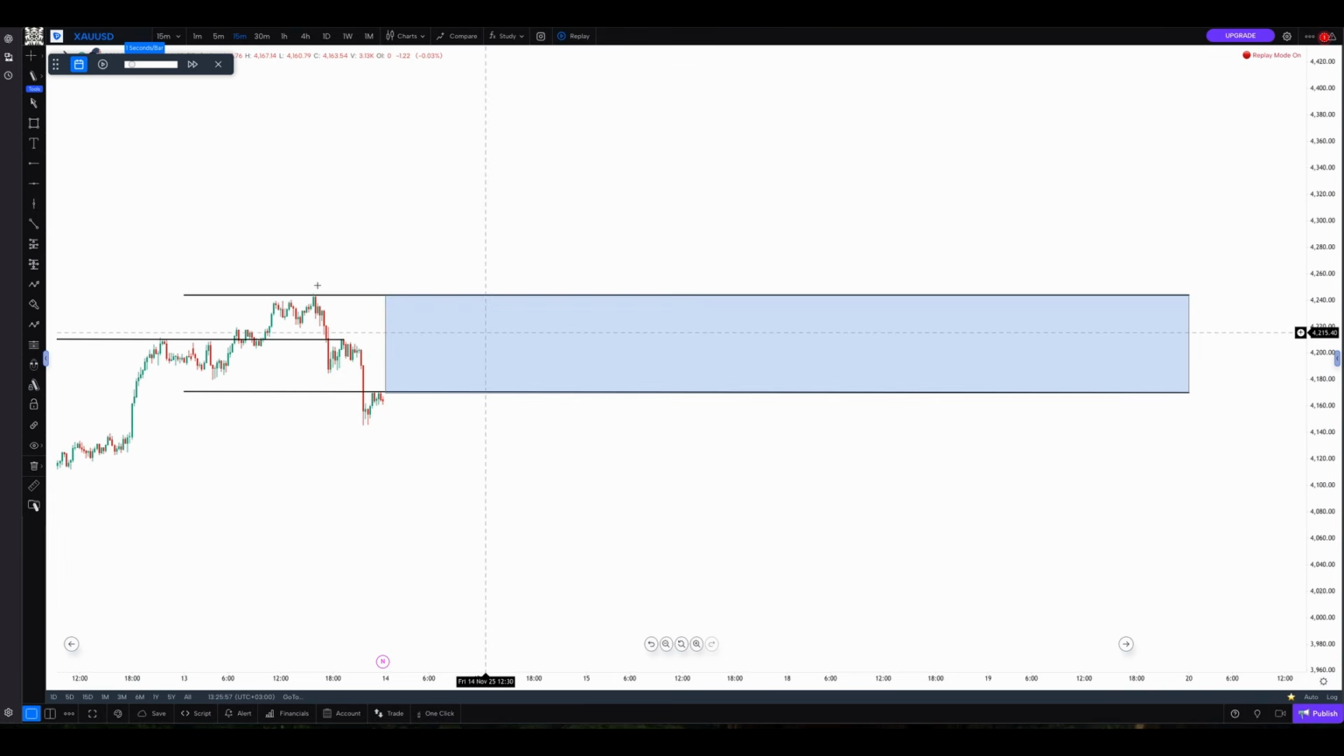You can see here it's making lower lows and lower highs, lower lows and lower highs. So we want to wait for the market to pull back in here, and then we can take a trade lower. All right, so let's see how this is going to work. Let's play along.